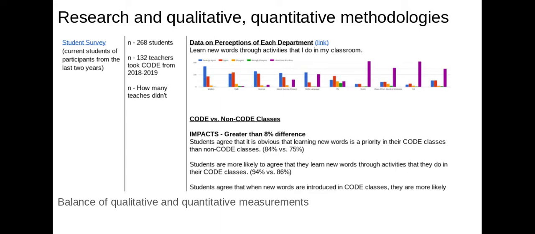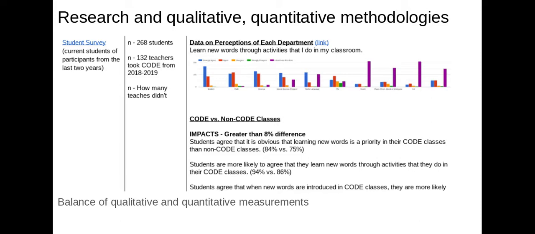Another thing we had to do is, again, balance the qualitative and quantitative. So we ended up having a little bit of quantitative data in terms of a Likert scale type of ranking for students. Students were able to give a 1 through 4 or 1 through 5 rating of how much they thought their teachers prioritized vocabulary instruction in the class. So this enabled us to get some quantitative data.